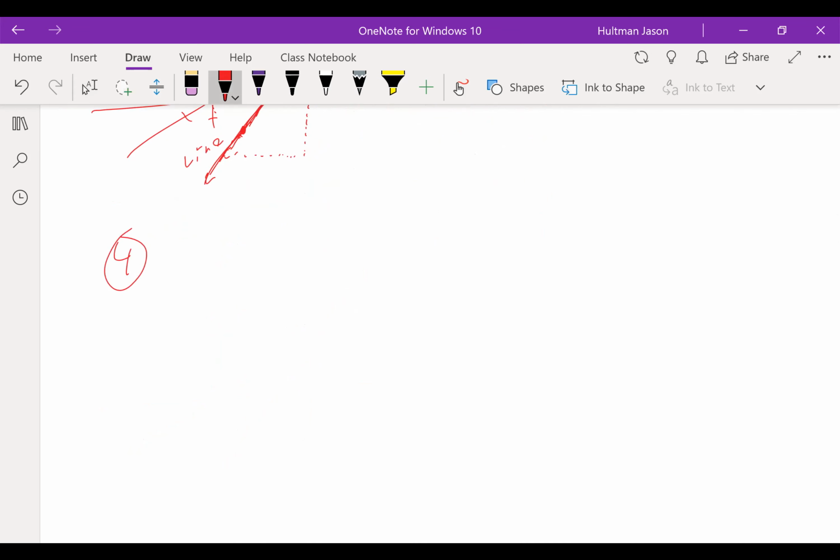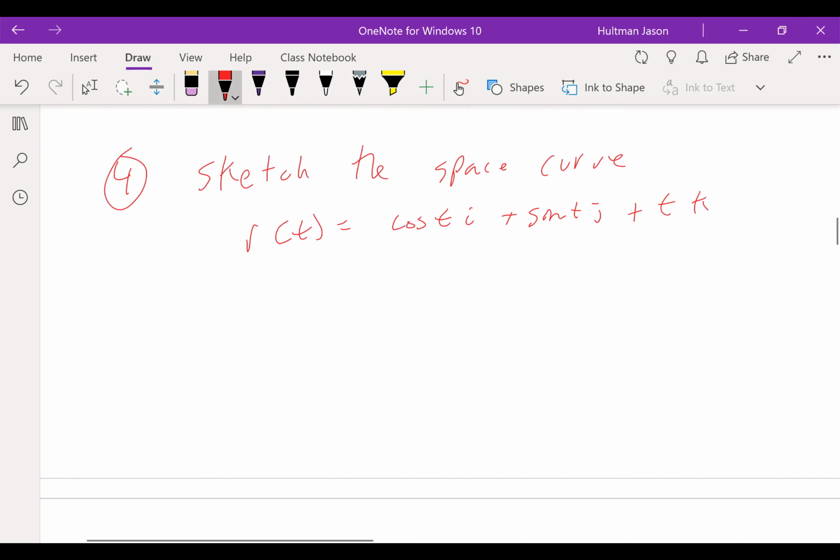Number 4, sketch the space curve r of t is equal to cosine t i plus sine t j plus t k. Let's look at some values of t here. Cosine t, that's my x value. Sine t, that's my y value. And then t, which is just my t value, that's my z value.